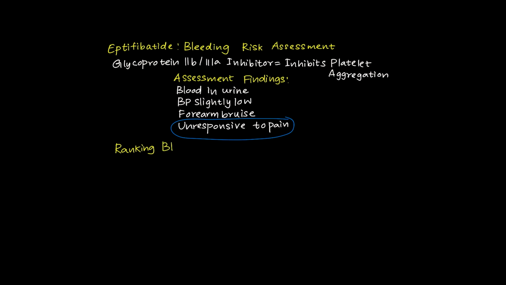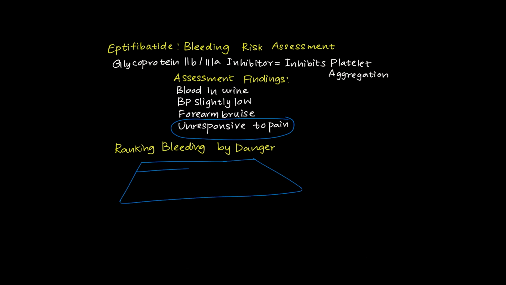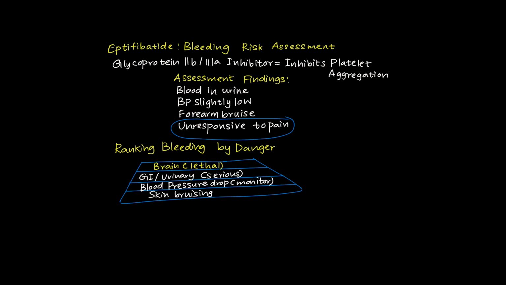Eptifibatide inhibits platelet aggregation, which means the client is at high risk for bleeding anywhere, but not all bleeding is equally dangerous. A bruise on the forearm: expected minor bleeding. Blood in the urine: concerning, needs monitoring, but the client is conscious and stable. Slight blood pressure drop: could be many things, but when a client on a potent antiplatelet drug becomes completely unresponsive to pain, that's a red flag for intracranial hemorrhage. Bleeding inside the skull is the most immediately lethal bleeding complication because it causes rapid neurological deterioration and brain herniation.